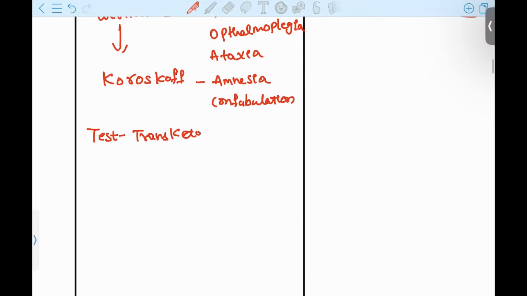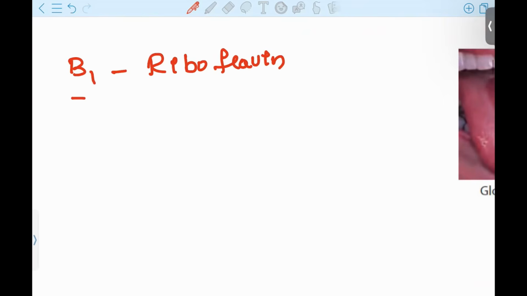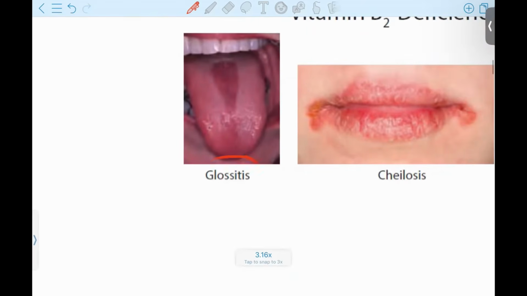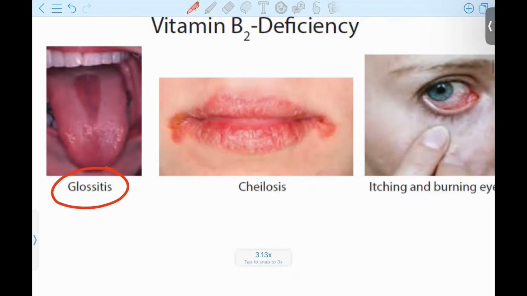Okay, so this is your transketolase test. And next, moving on to our B1. All right, so B1 is your riboflavin. The riboflavin deficiency is commonly presented as glossitis. The patient will have inflammation of the tongue and also cheilosis. See, there are specifically cracks around the lips or the corners of the lips.